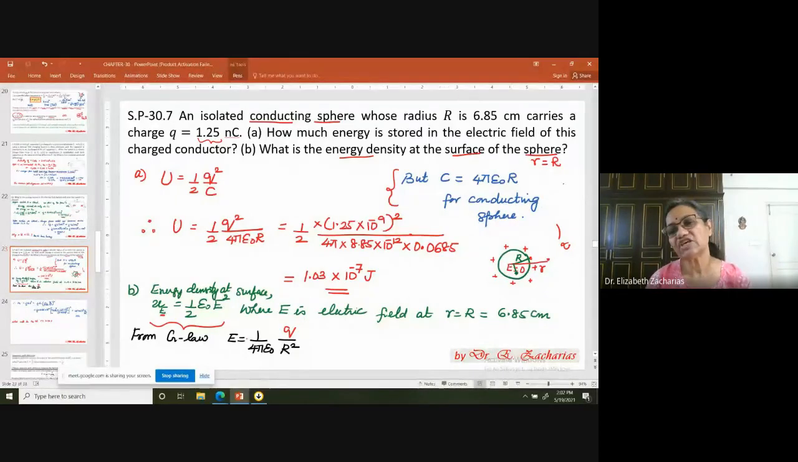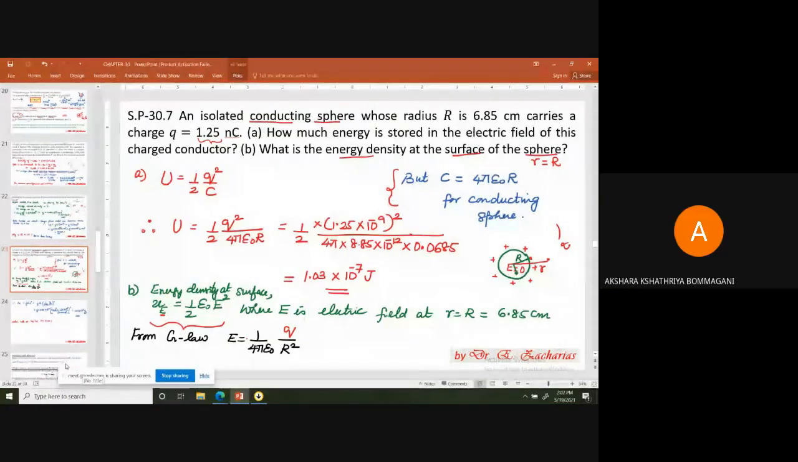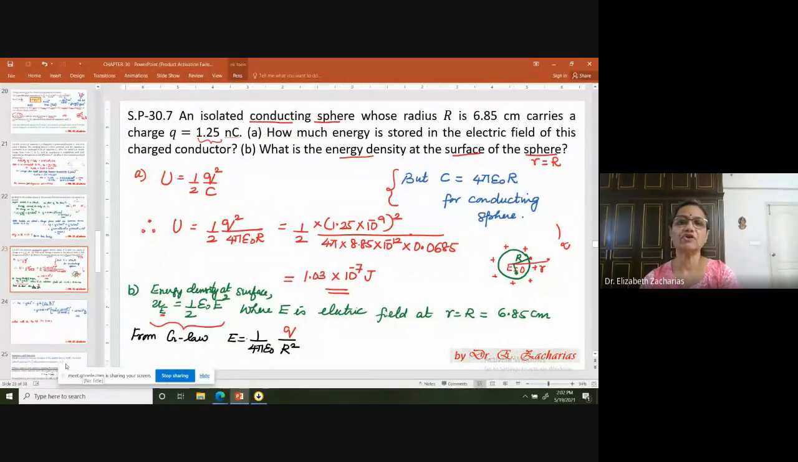What will be the energy density at infinity? Zero. Because electric field at infinity is zero. Where in this problem is the energy density maximum? At which distance is the energy density maximum? Where is the electric field maximum? At the surface. So energy density also will be maximum at the surface.